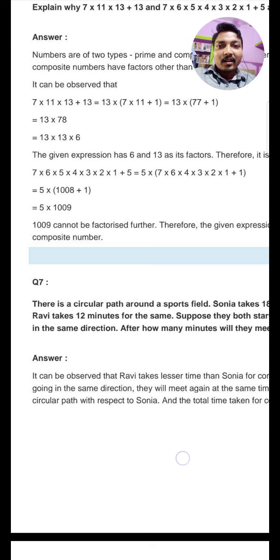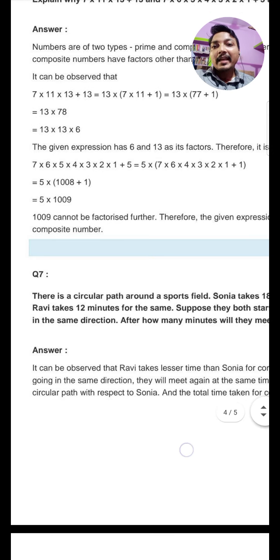After taking 13 as common, the last term is 13 into 1. Whenever I take 13 as common from both terms, from the first term the remaining factors are 7 into 11, and from the second term as 13 has gone, 1 is left. Don't mistakenly write 0. In addition and subtraction 0 is left, but in multiplication 1 is left. Then 13 and within the bracket 77 plus 1, which is equal to 78.